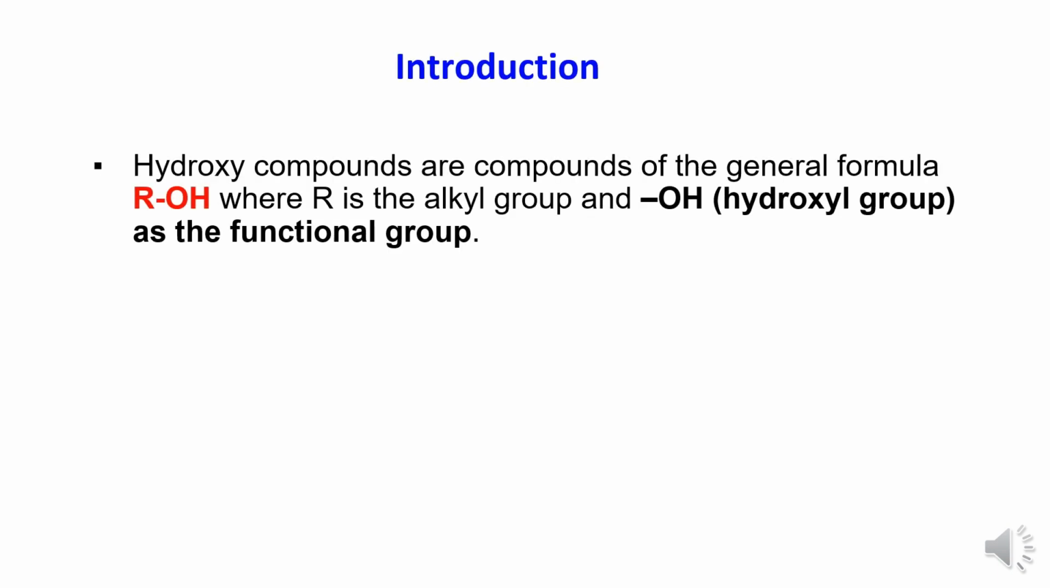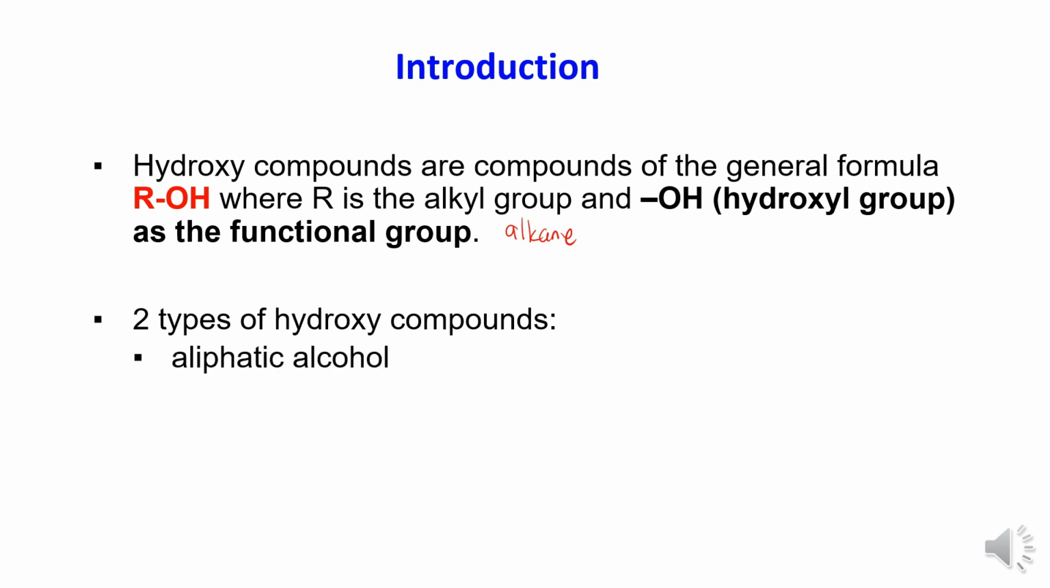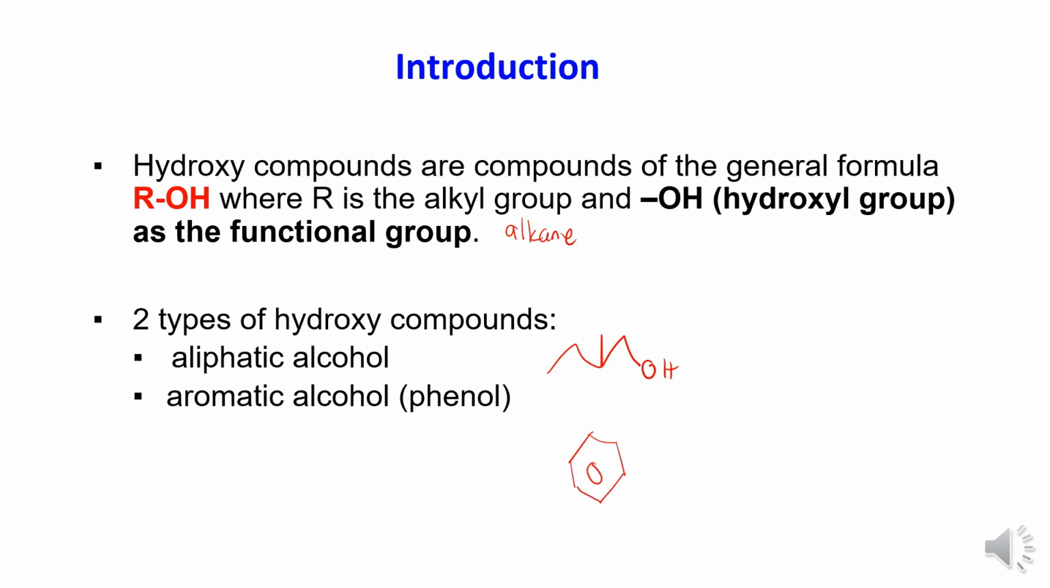For the introduction, hydroxy compounds are compounds of the general formula ROH, where R is the alkyl group or alkene, let's keep it simple, and OH for the hydroxy group as the functional group. And there are 2 types of hydroxy compound. 1, aliphatic alcohol, so the simple alcohol with the chain and OH. And 2, aromatic alcohol, phenol like this. So phenol structure is going to have a benzene ring and an OH attached directly to the benzene ring.